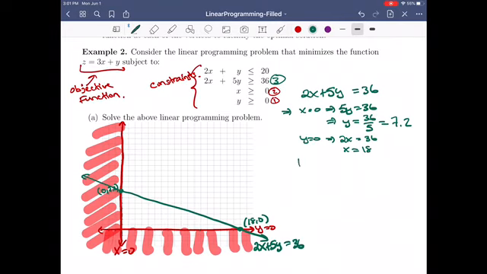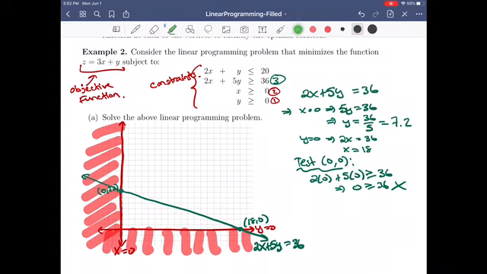And then we want to test a point. So I'm going to test 0, 0. So 2 times 0 plus 5 times 0 bigger than 36. So that says 0 is bigger than 36. That's not right. So that means that we want to shade the side that includes 0, because that is the side that does not have the solutions. So that's gone.